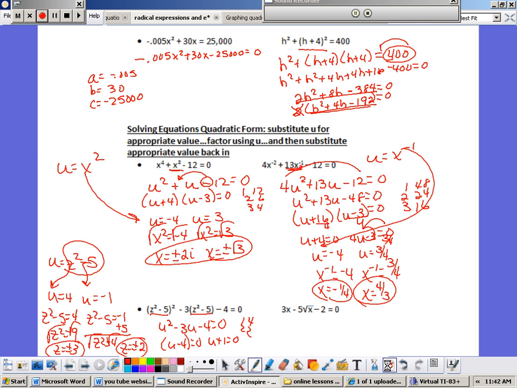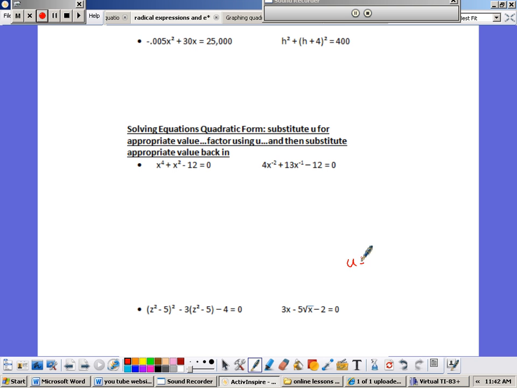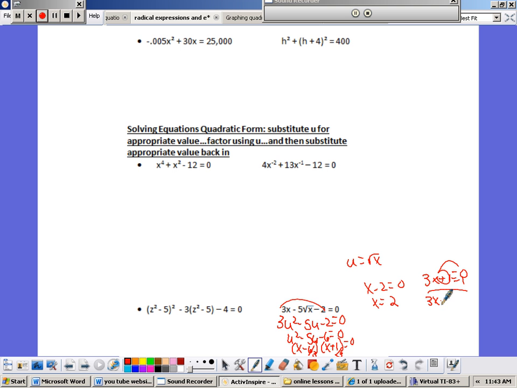Okay, let's go to the center. u will be the square root of x. So 3u squared minus 5u minus 2 equals 0. Slide. u squared minus 5u minus 6 equals 0. u minus 6, u plus 1 equals 0. Divide by 3. u minus 2 equals 0. 3u plus 1 equals 0. u is equal to 2. u is equal to negative 1/3.